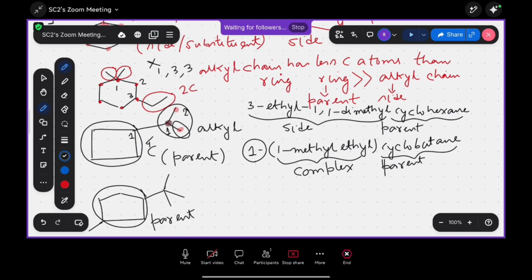Whereas the side chain, there are two side chains. One is this side chain and there is another side chain, the methyl side chain. That means there are two side chains here. Again, how will you write? 1, 2, 3, 4, 5.